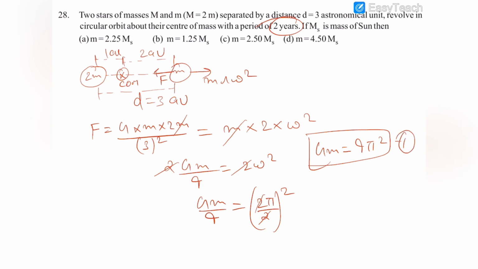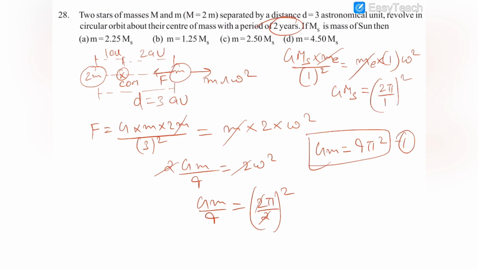Now we can see that 1 AU is the distance between Sun and Earth, and the time period of Earth's rotation around the Sun is 1 year. So we can say that for the Earth and Sun system, G m of Sun into m of Earth divided by 1 square is equal to m of Earth into r, which is again 1, and this is omega square. So GMs is equal to omega, which is 2 pi by 1, whole square.